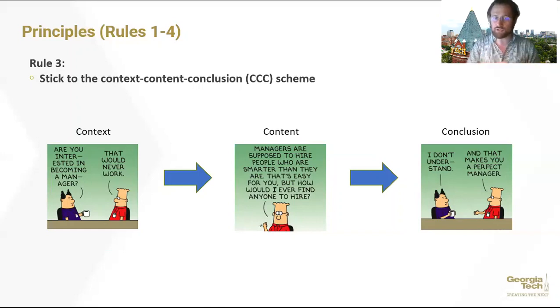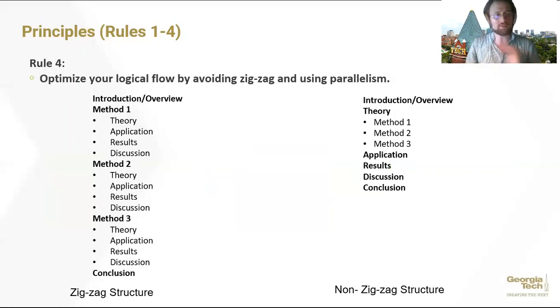This structure reduces the chance that the reader will wonder, why was I told that? If the context is missing, for example, or so what if the conclusion is missing? So understanding that you need to have all three of these sections to tell a complete story is important when writing your methods. Rule 4 is to try to keep a logical flow.